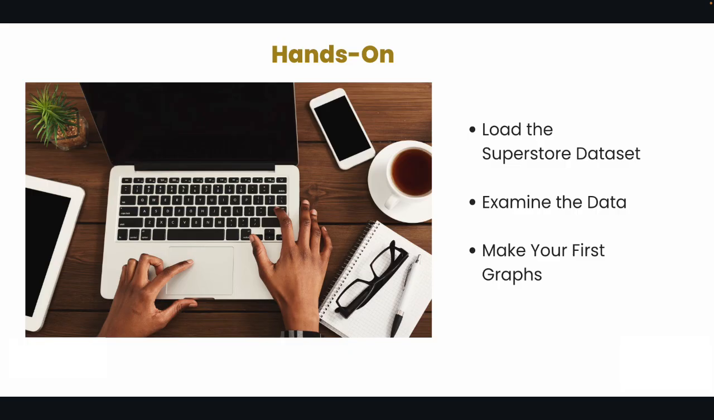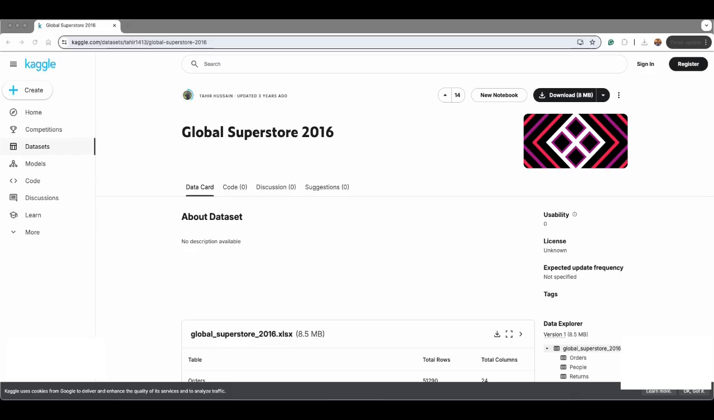So let's begin with our first hands-on. Let's load the Superstore dataset, examine the data, and let's make our very first graph. We'll be loading the dataset into Power BI and getting it ready for our visualizations. For this series, we'll be using the Global Superstore 2016 dataset.